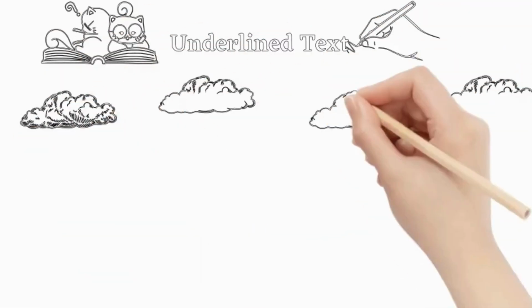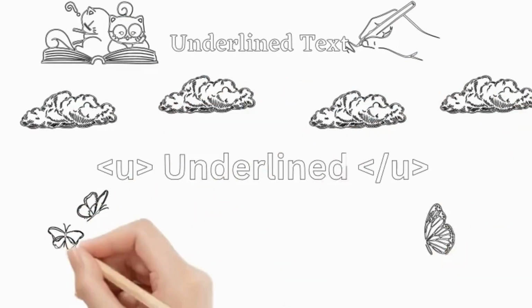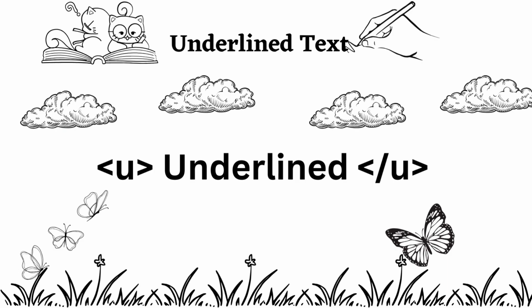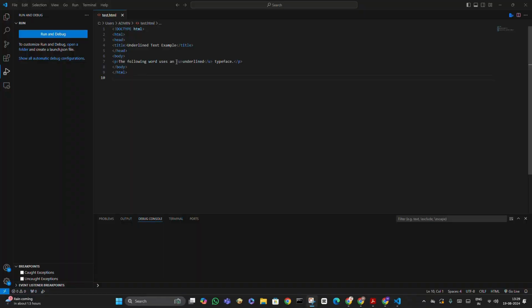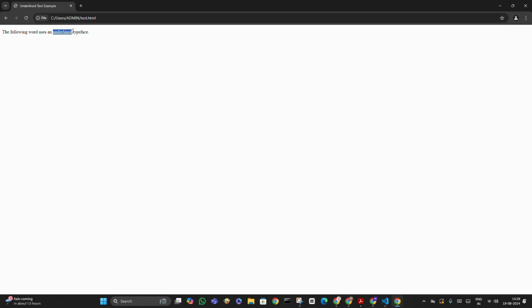Now, let's add an underline to your text. This is done using the U element in HTML. Here's an example. And here's the result. The following word uses an underlined typeface. Underlining can be used to draw attention to key points.